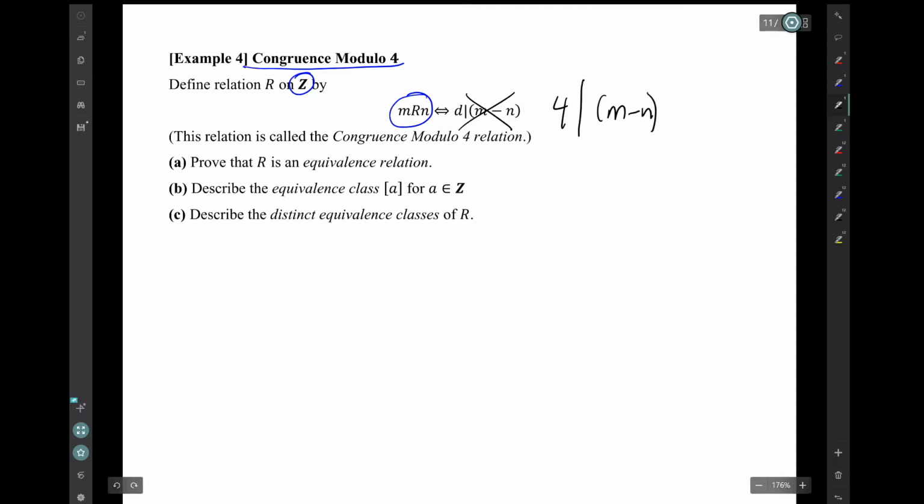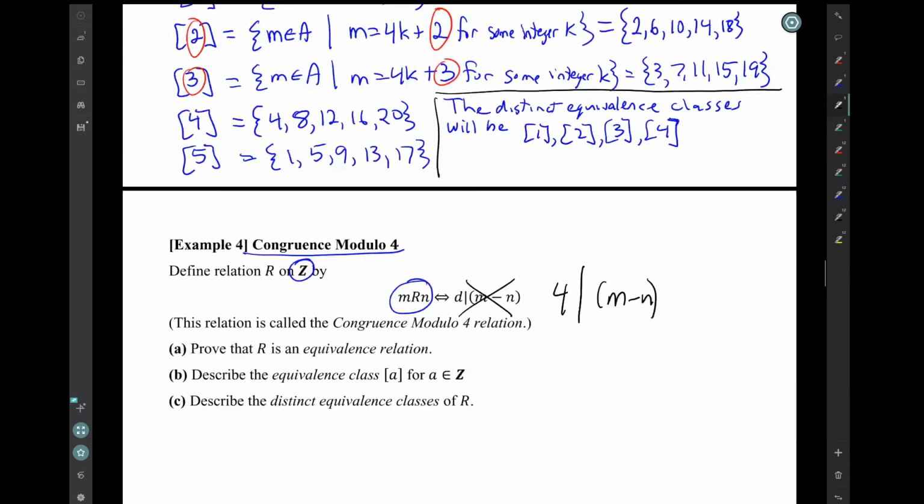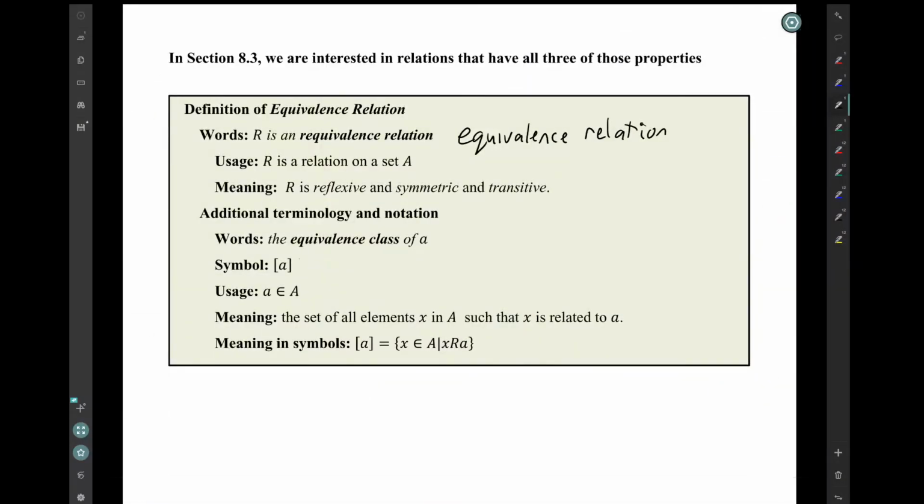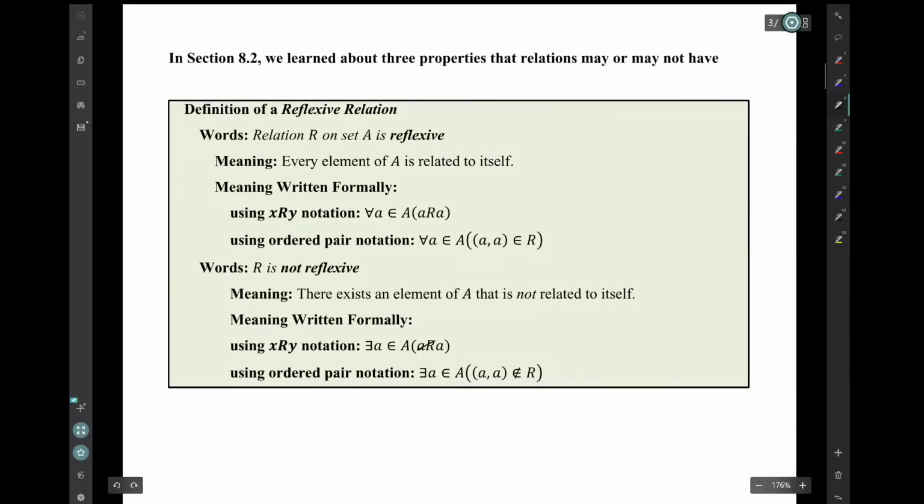All right, now how do we do that? Well, remember we have to think about what an equivalence relation is. An equivalence relation is a relation that is reflexive and symmetric and transitive. So if we want to prove that R is an equivalence relation, we have to prove that it is all 3 of those things. What does it mean to say that R is reflexive? It means every element of A is related to itself. So we have to prove that every integer is related to itself.